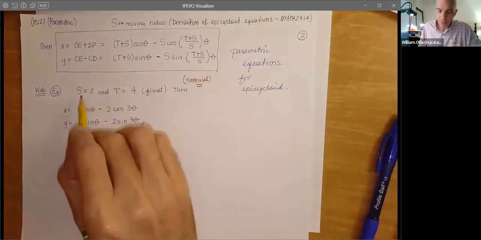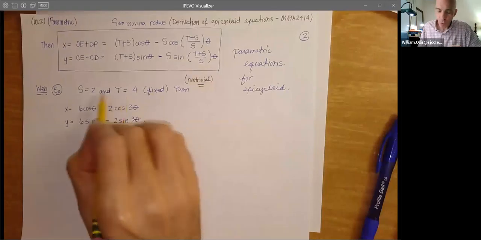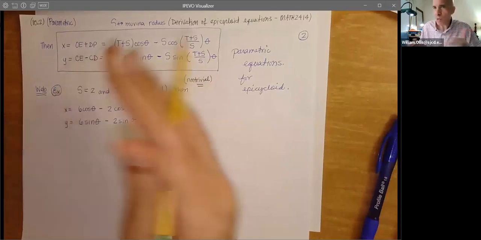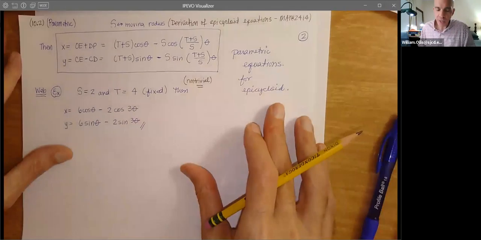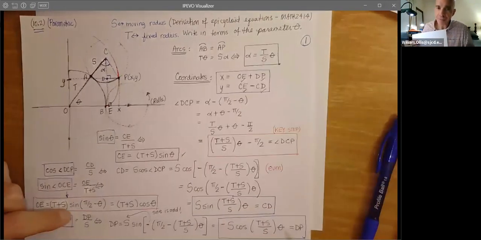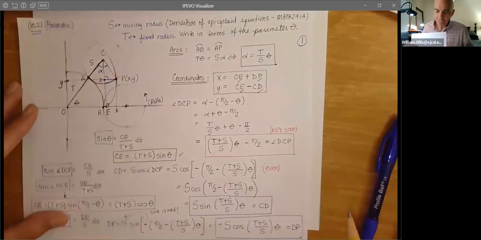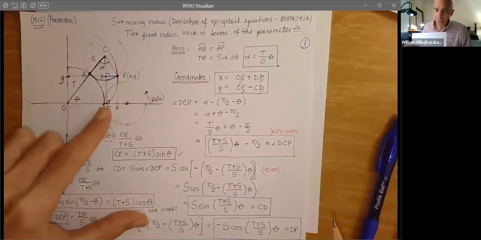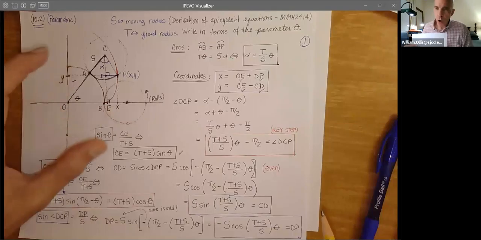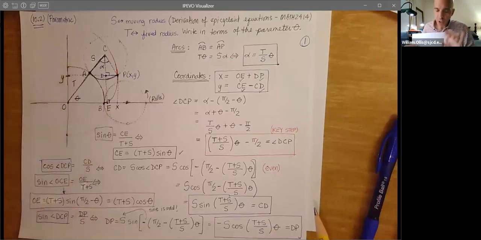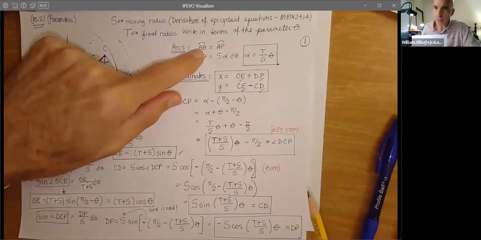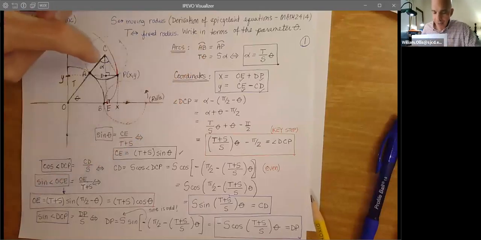Now, if you have a problem where the T and the S are given, like you have in this Weberstein problem, I thought this was weird. They said, okay, figure out the parametric equations for the epicycloid if the fixed radius is 4 and the moving radius is 2. Oh, simple question, right? Well, yeah, as long as you do this and come up with this.